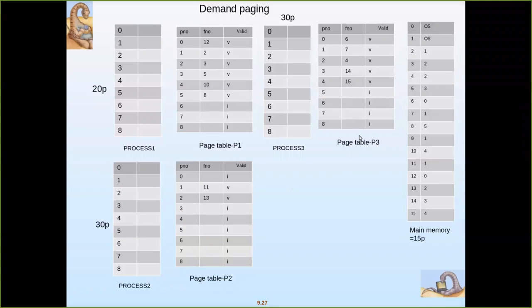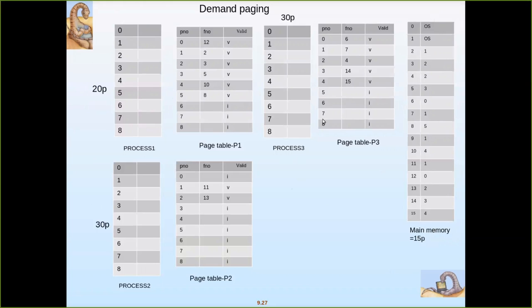So what is this general idea? Even if the user process needs 20 pages, 30 pages, etc., it is still able to execute in the main memory with less memory. Even if the main memory is less and the user process is more, they are still able to run the program in the main memory. That is called demand paging.